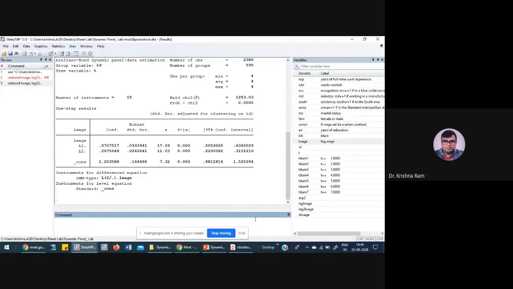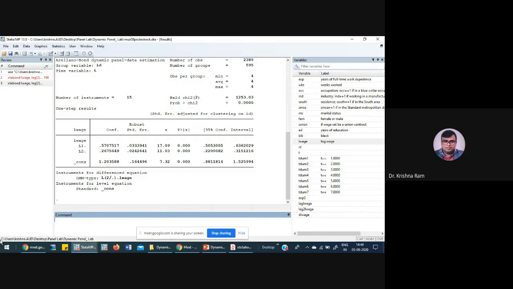Of course, for each year you are having a different number of instruments. For t equal to 4, you are having only 2 instruments, and for t equal to 5, that means for 4th year or for 5th year you are having 3 instruments. For 6th year you are having 4 instruments, and for 7th year you are having 5 instruments. Total you are having 15 instruments.